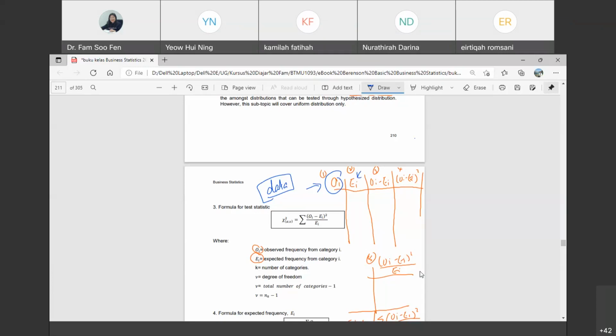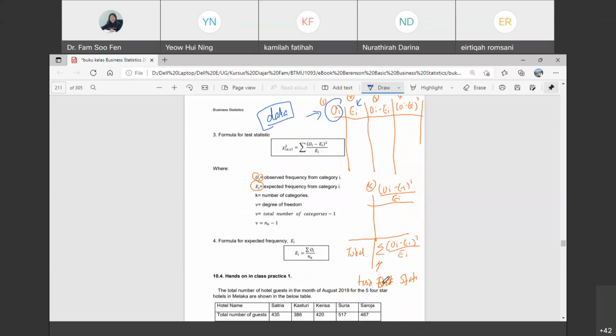This is about the theory, but there is software to solve it. Basically, you need to get the EI. What does the EI mean? The EI is the expected frequency, meaning the total of the OI divided by N, the number, bilangan. So you will get the expected value.